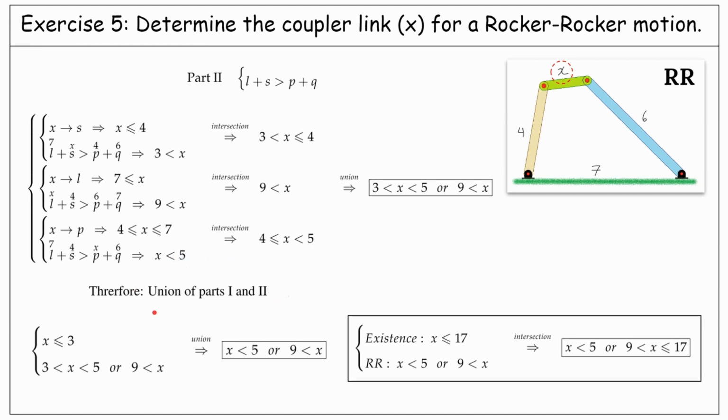The union of x less than 3 and x between 3 and 5 becomes x just less than 5. And x more than 9 is also included. So for a rocker-rocker motion, x must be either less than 5 or more than 9. But not any value more than 9, because it should be less than 17 to satisfy the requirement for the existence of the linkage.